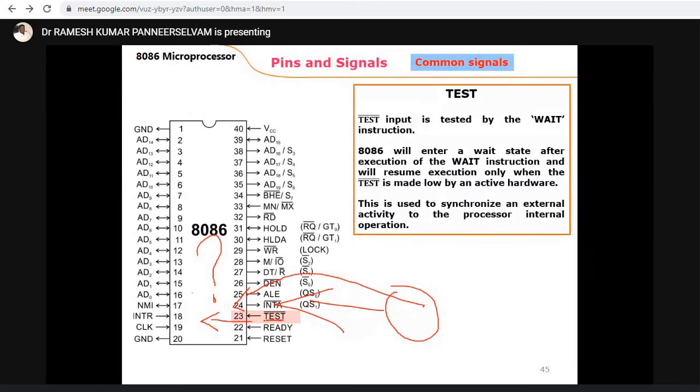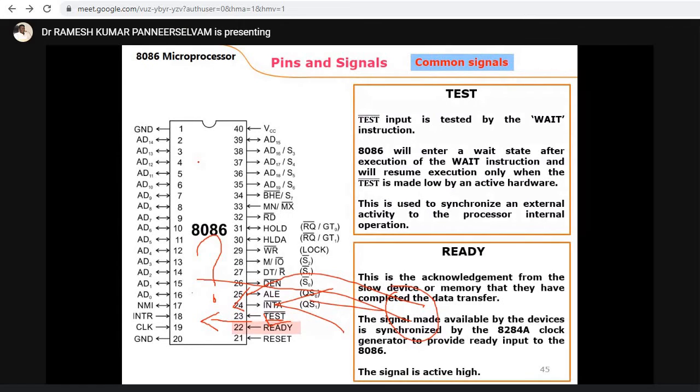Whenever this is low, it indicates that the processor has come out of the wait state and it can take the next data for its computation. That is what the test signal is. It is a signal used by the coprocessor to understand the state of your 8086 microprocessor, simply to say. That is test. Next is ready.